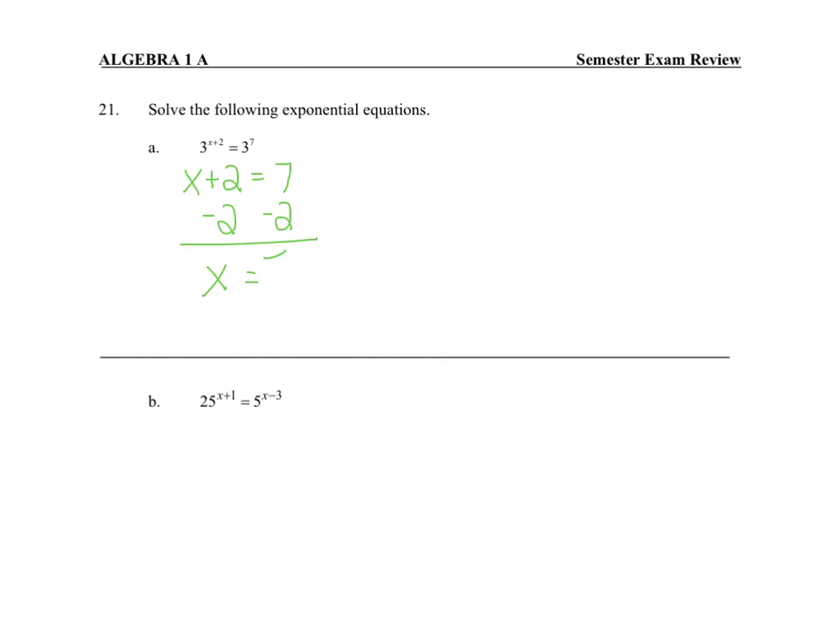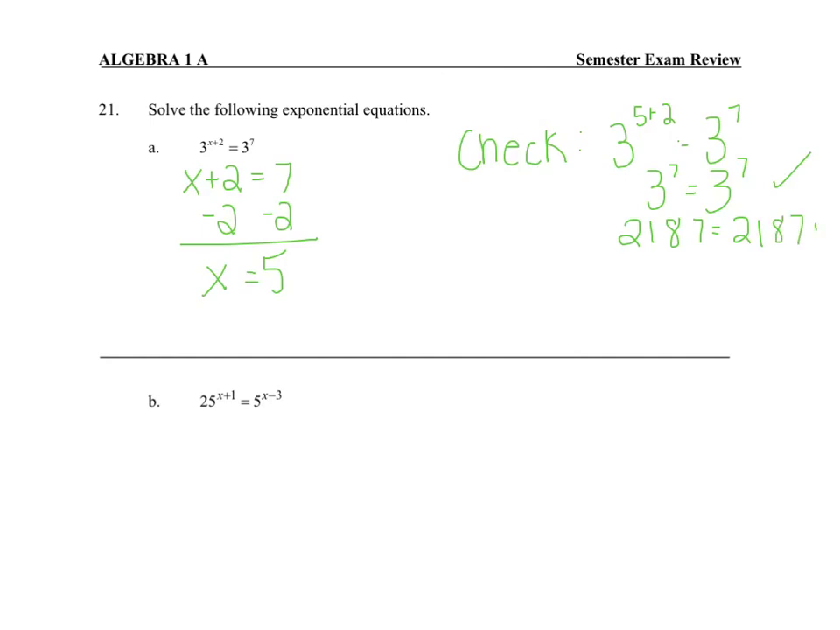X equals 5. I think it's always a good idea to check, and since you get calculators, the check should be very easy. 3 to the 5 plus 2 equals 3 to the 7th. 3 to the 7th equals 3 to the 7th. So we already know that that's good, but let's just check: 2,187 equals 2,187. All right, we solved the problem correctly.